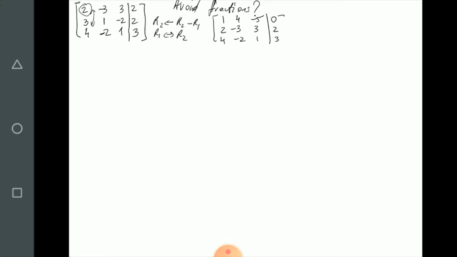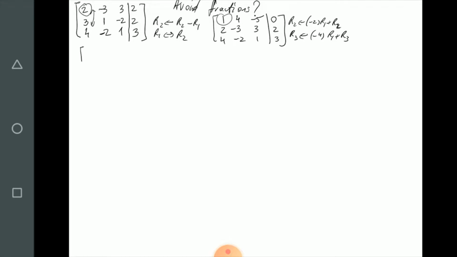And there it is. We have a leading one without introducing any fractions. Okay, so the second 2 steps are the same as before. You produce zeros below the leading one. So you need to change row 2 to be minus 2 row 1 plus row 2. And row 3 becomes minus 4 row 1 plus row 3.